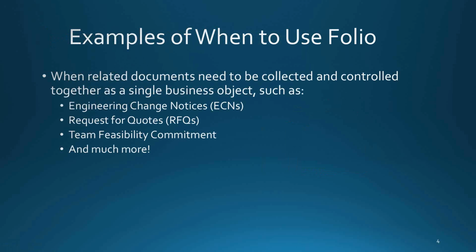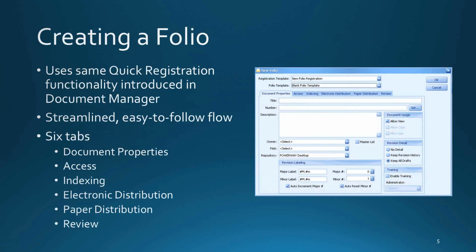Now back to the present. For what kind of projects will Folio Manager be useful? There's plenty of them, such as engineering change notices, requests for quotes, and team feasibility commitment and APQP processes, just to name a few. Before I get to the hands-on showing of how Folio Manager works, I want to walk through the concepts so you can get a better grasp of them.